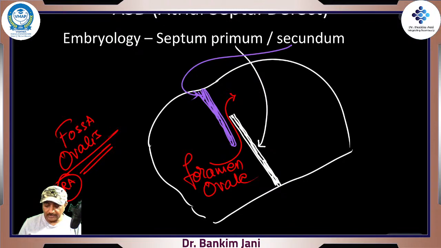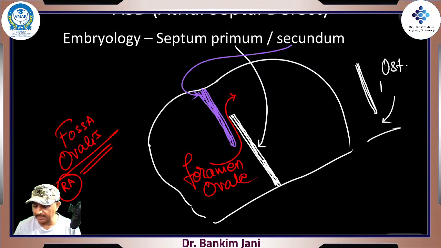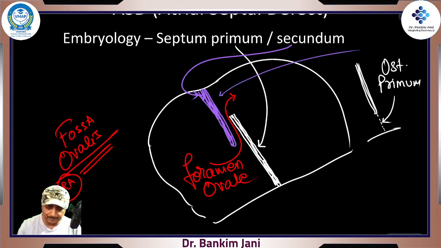Now, as this septum was getting developed, I'm talking about the septum primum, as it was coming down all the way from the top, the space over here is called the ostium primum, right? Ostium primum. Then as this septum hits over here, a new gap is created. This gap is called the ostium secundum, right? Again, ostium is a space, the primary space and the secondary space.